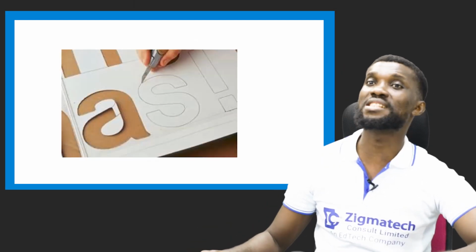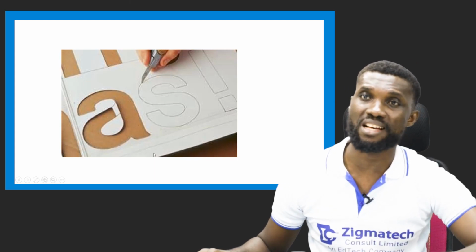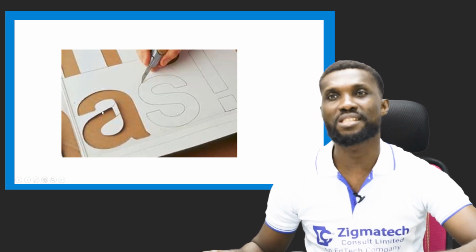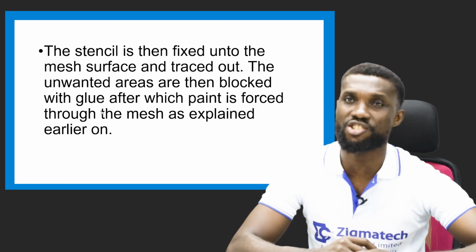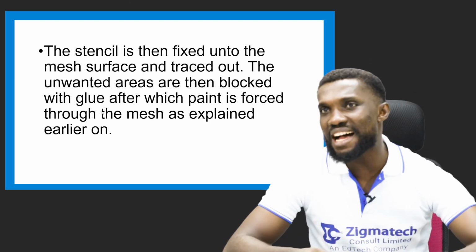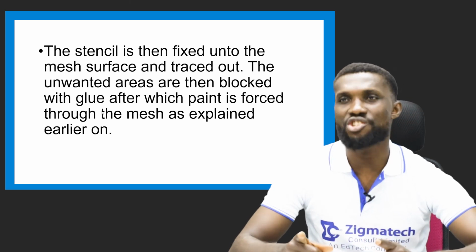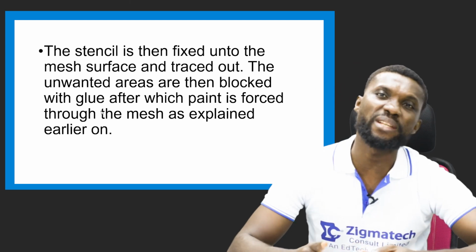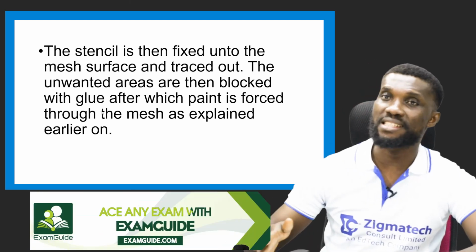Product. All right, so this is a perfect example of what I'm trying to tell you. Now you see how they're taking their time to cut out the letters. See the A, and now you cut out what is holding it. It is called the stencil knife. So this is known as what? A stencil. Now the stencil is then fixed onto the mesh surface and traced out. Then the unwanted areas are blocked with glue, after which paint is forced through the mesh, as was explained earlier on. So this is just how silk screen printing is being done.